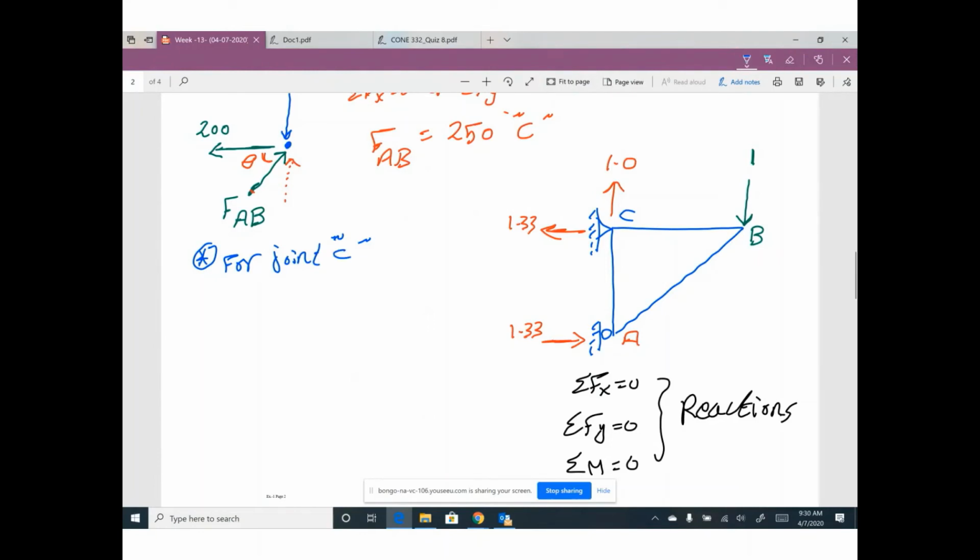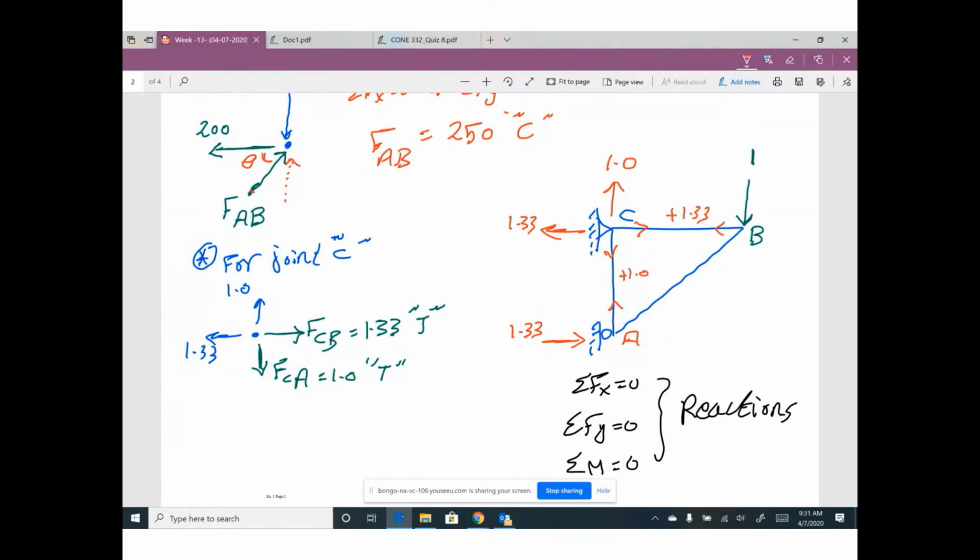What do you have at joint C? We have a horizontal reaction here, 1.33. We have a vertical reaction here, 1. And I have a horizontal member called FCB and a vertical member FCA. This one will be in tension and this one will be in tension, directly without any calculation or calculator. This one will be 1.33 tension and this one will be 1 tension. So the internal force in this member will be positive 1.33, tension. This one will be positive 1, tension.